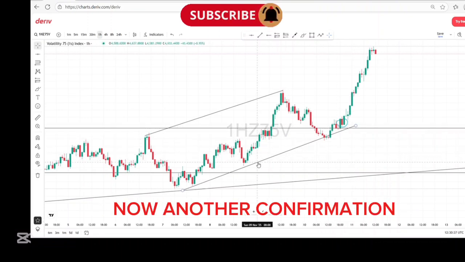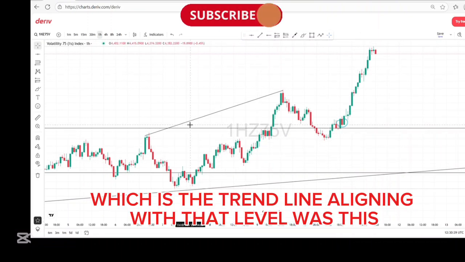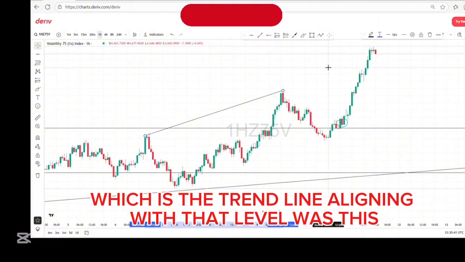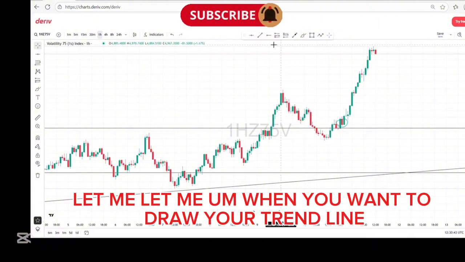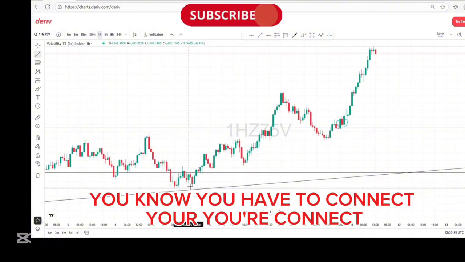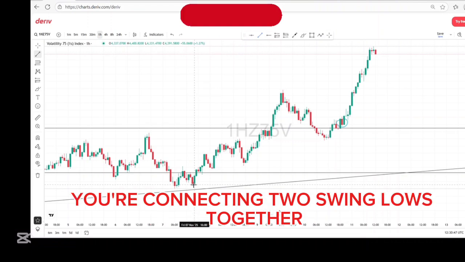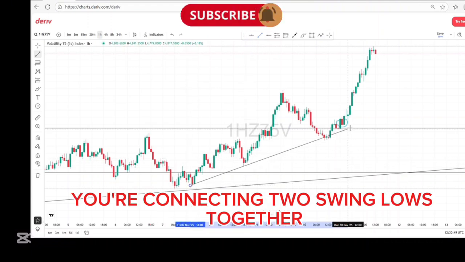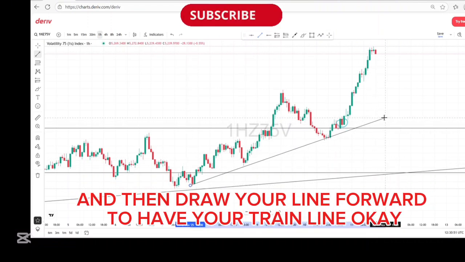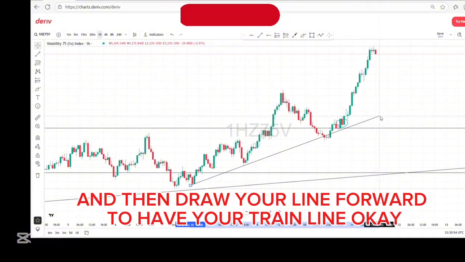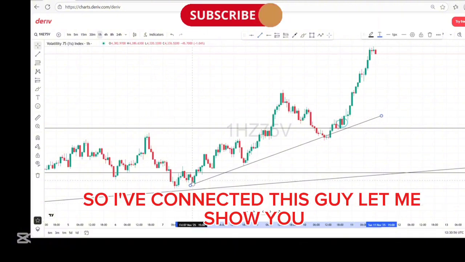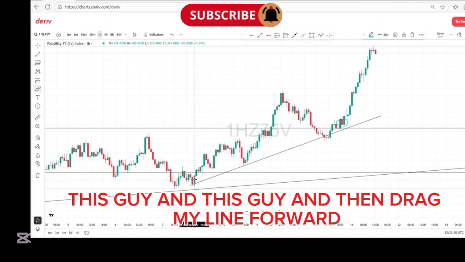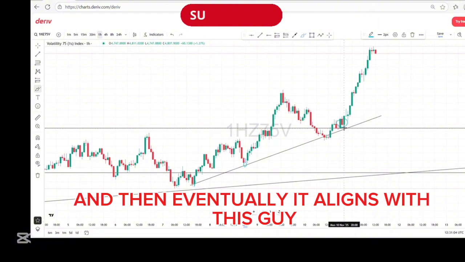Now, another confirmation, which is the trend line aligning with that level, was this. When you want to draw your trend line, you have to connect two swing lows together and then draw your line forward. Okay, so I've connected this one, this one and this one, and then dragged my line forward, and eventually it aligns with this one.